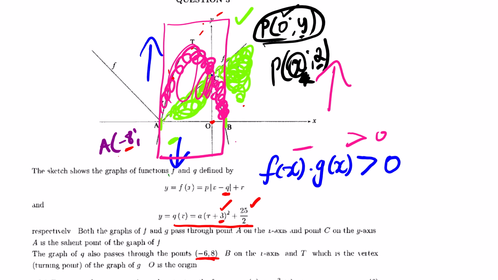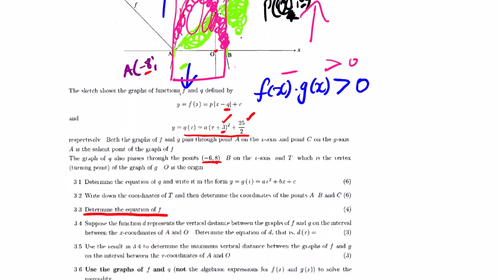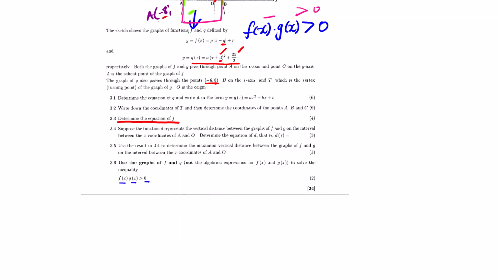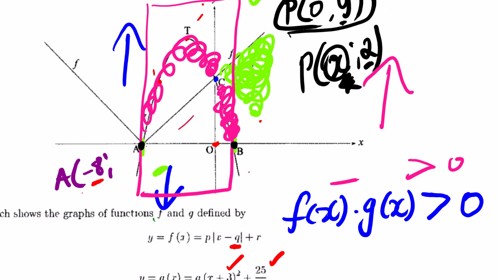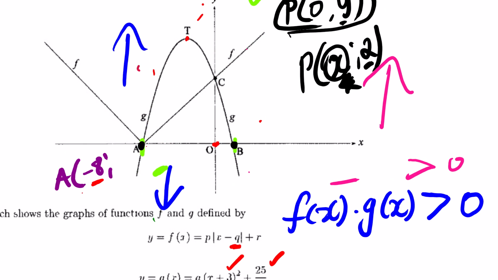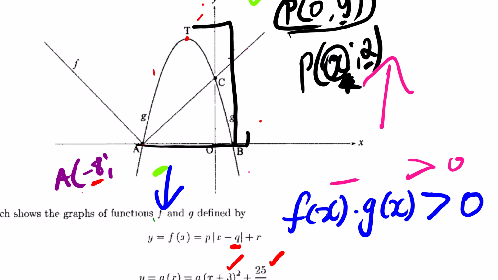So what are those x values? That is the question. X values whereby both of these graphs are on the positive side of the y-axis. Now from point A to point B, both of these graphs are on top of the positive y-axis. I hope you can see this. This is the region you are looking for, this one. Beyond B, you can see that g is on the negative side. I hope you can see this.